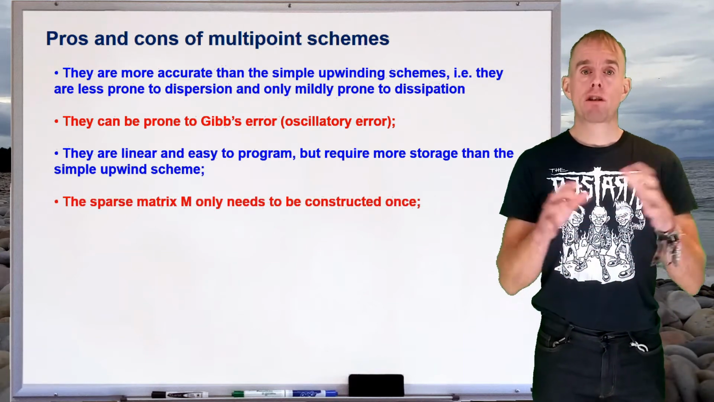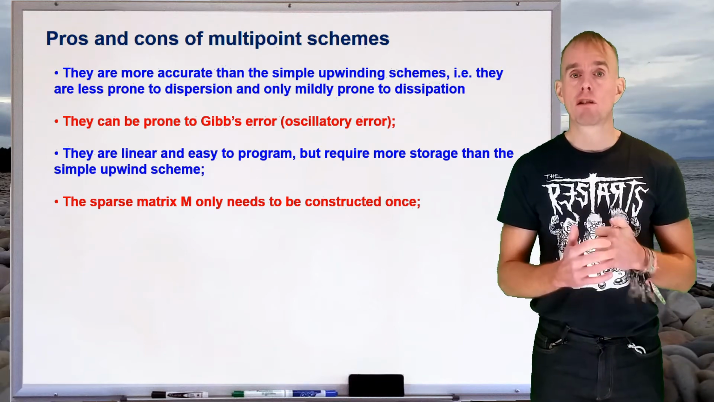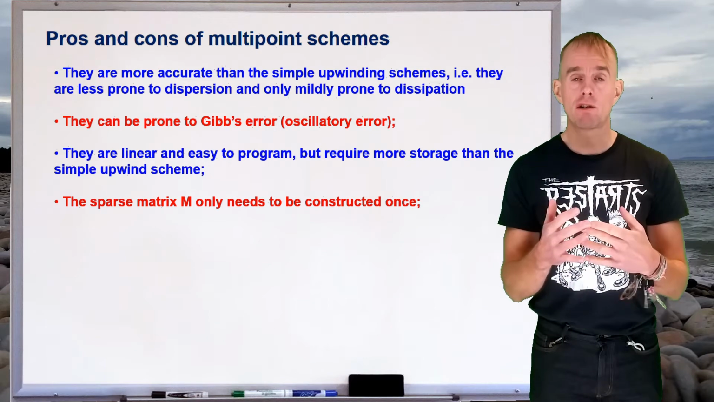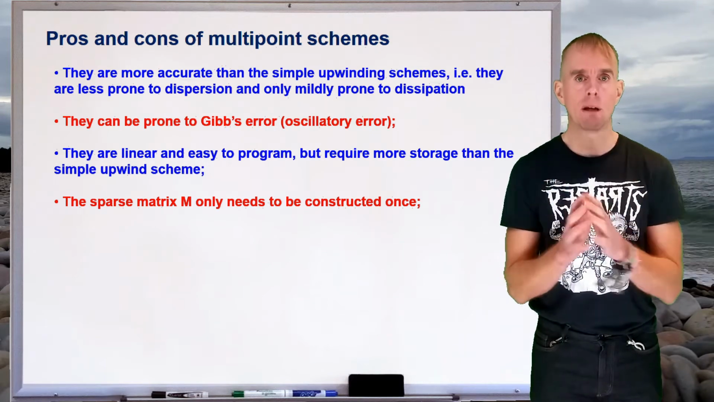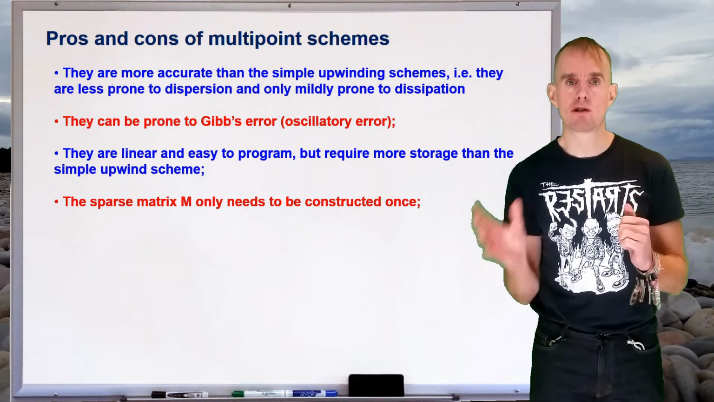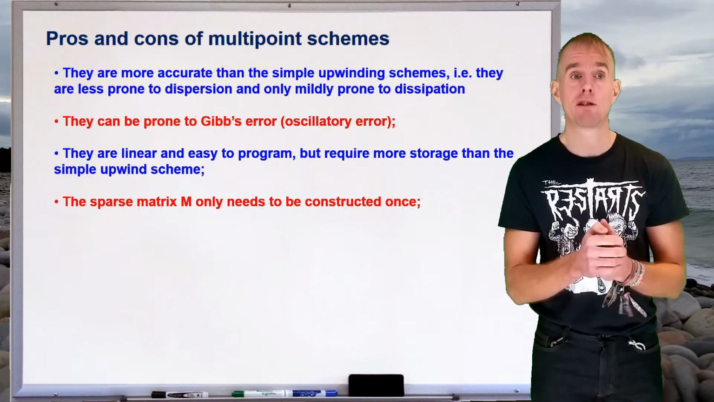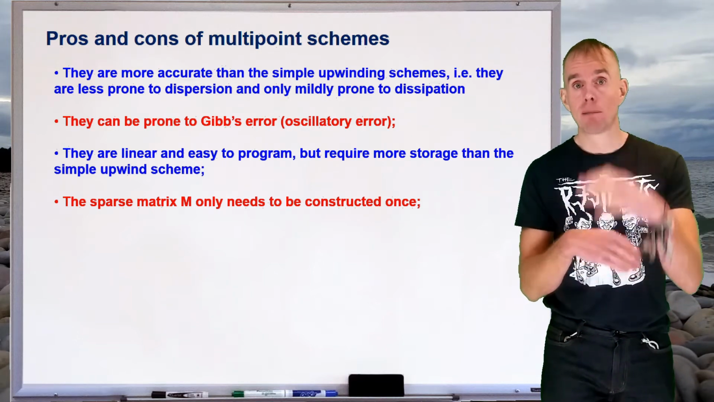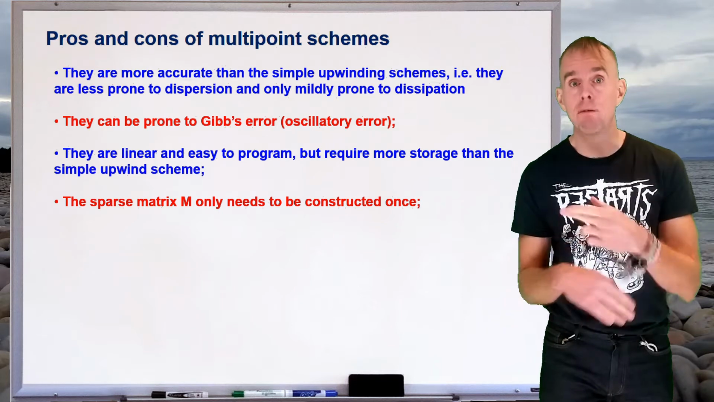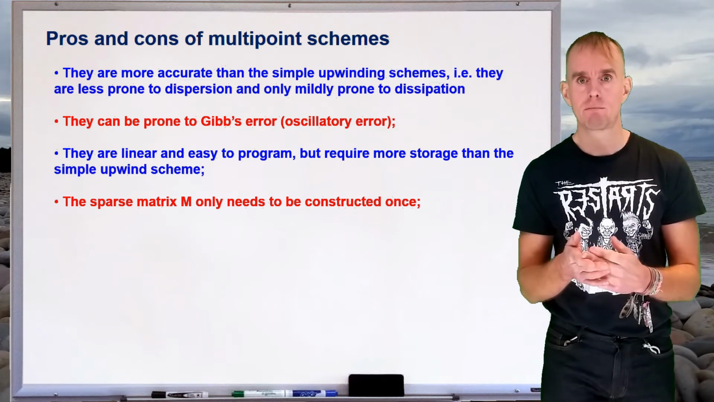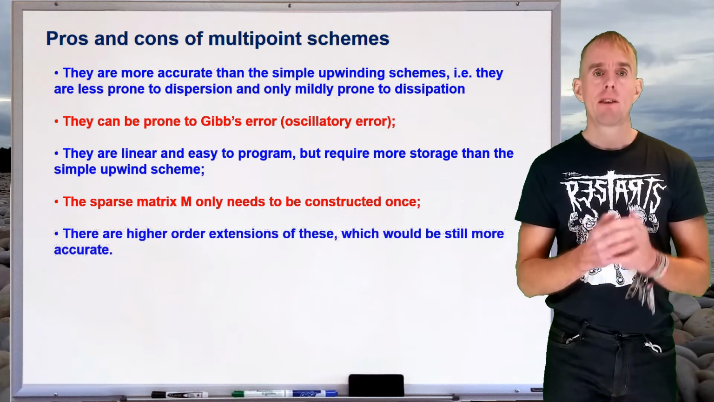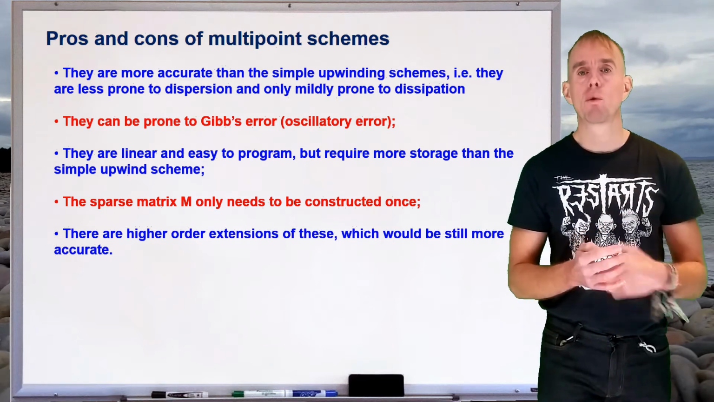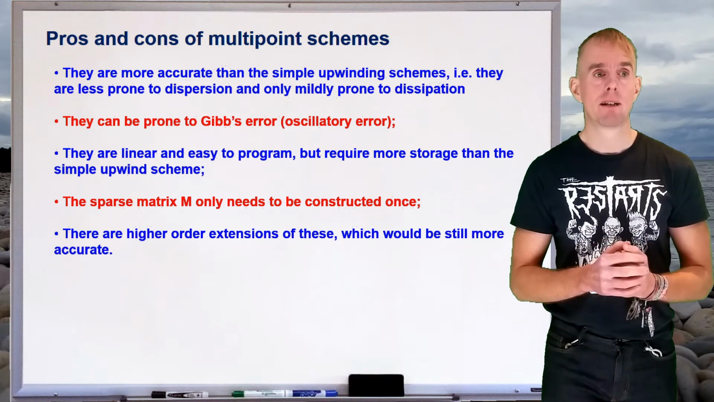When we think about the structure of that sparse matrix, we only need to construct it once. If we think about the terms within that matrix, they just involve our grid size, and so long as our grid size doesn't adapt, that matrix can stay constant. So you construct your matrix, which can be time consuming for large matrices, and then just use it. So that's a pro. We'll see other methods where the matrix M needs to be constructed at every iteration, which is time consuming. There are higher order extensions of both QUICK and SPUDS. We can go to fourth or fifth order accurate if needed.